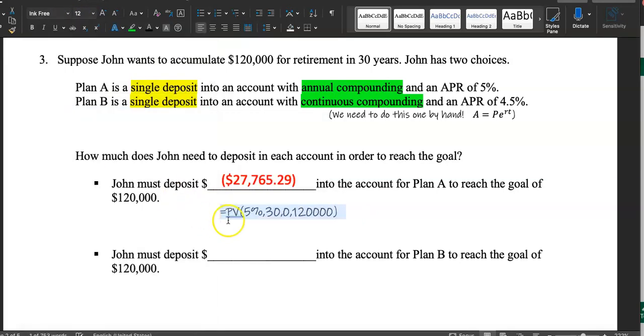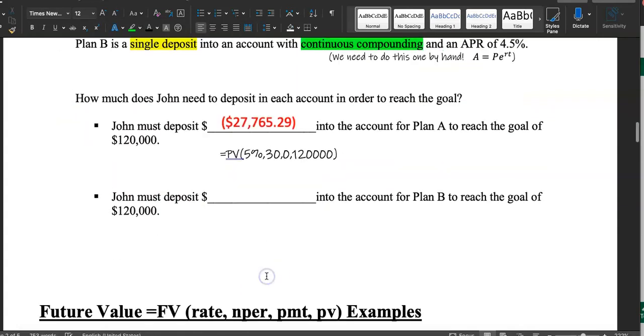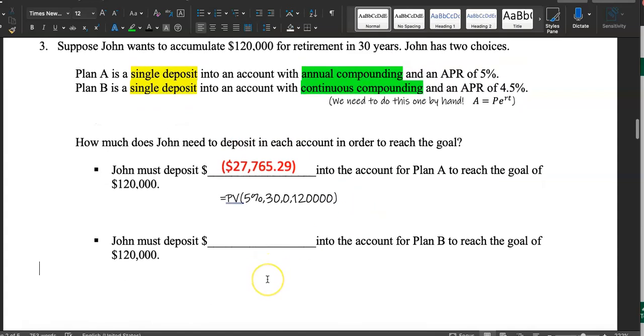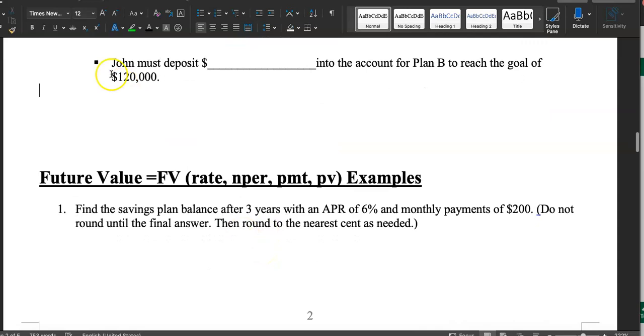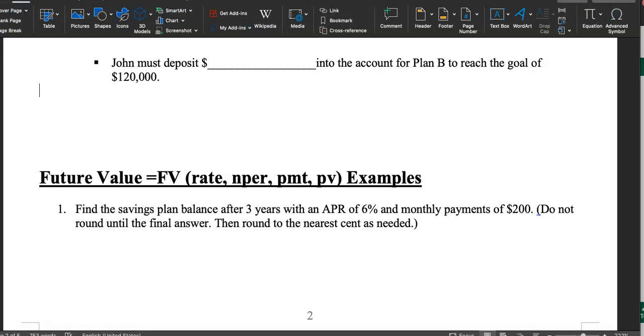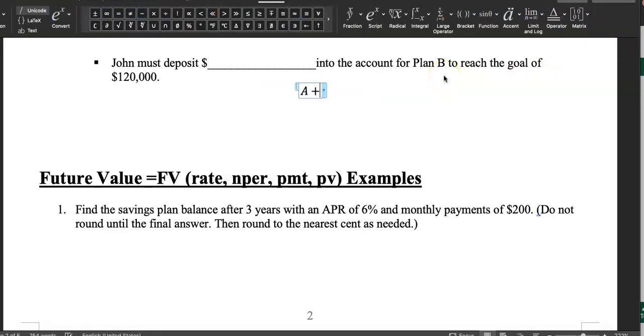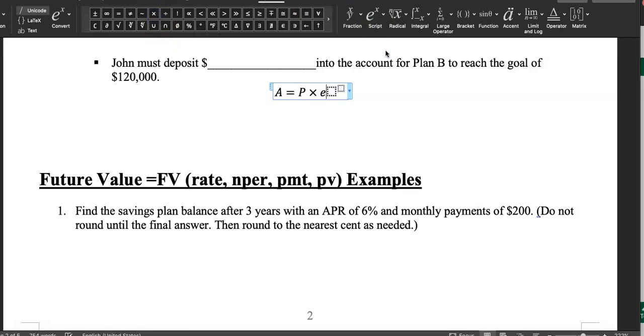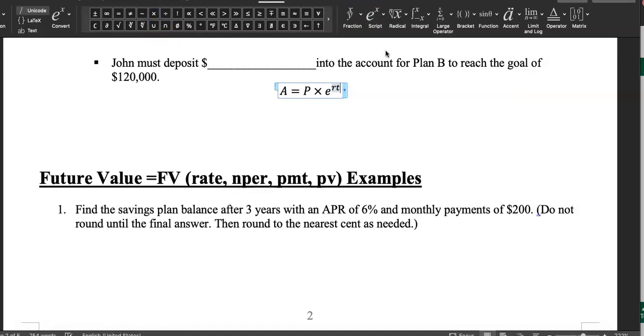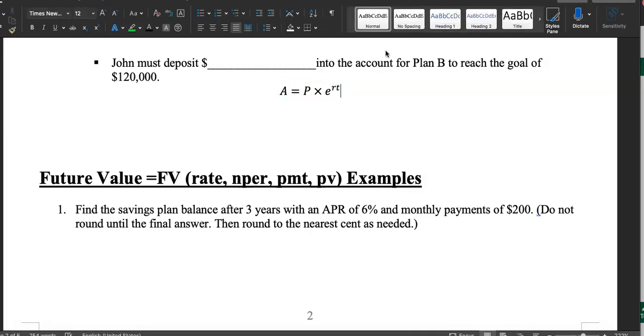But for the second one, like I said, there's no way for me to use the payment function for the continuous compounding case. So I'm going to do this by hand. Let's get a pencil out and write some work down, but we do know how to solve this. Let me write that big formula down. The formula is, I'm trying to insert an equation here. A equals P times e raised to the RT power, R times T. That is the continuous compounding formula.